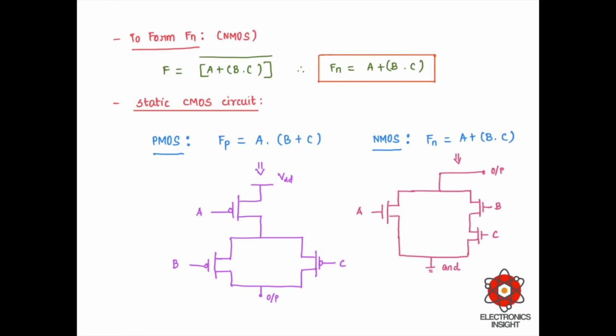Now for implementing the Fn expression, we use NMOS transistors. Here also we apply the same rule. Since it is a dot function, an AND function, we connect B and C in series, and since it is plus, it is going to be in parallel with the transistor with input A. So A is in parallel with the two transistors which are connected in series with inputs B and C.